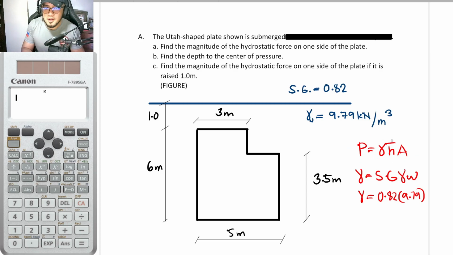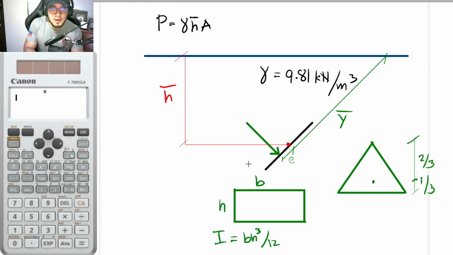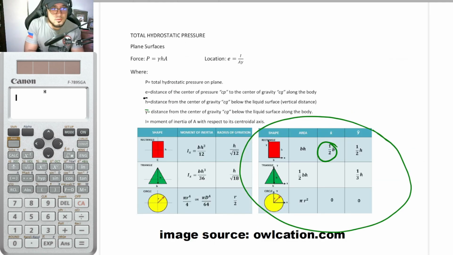And as for bar H, bar H is the distance from the top of the fluid up until the centroid of this particular figure. However, this figure is not a basic shape since we have here a Utah shape. So we do not have the formula for the centroid of the Utah shape here, but of course we can solve for it using Varignon's theorem.